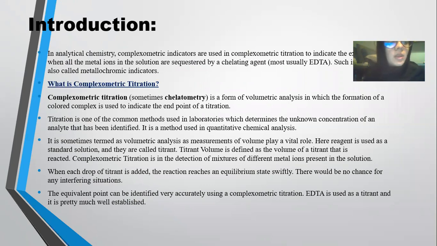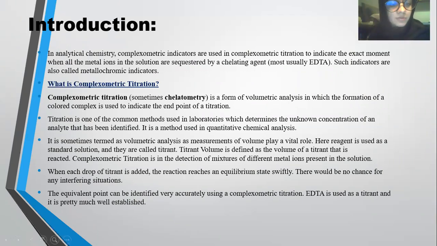In analytical chemistry, complexometric indicators are used in complexometric titration to indicate the exact moment when all the metal ions in the solution are sequestered by the chelating agent, most usually EDTA. Such indicators are called metallochromic indicators.